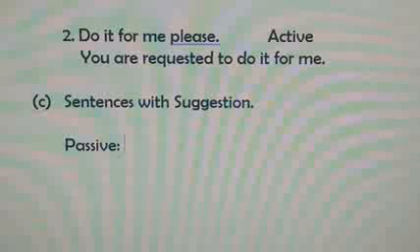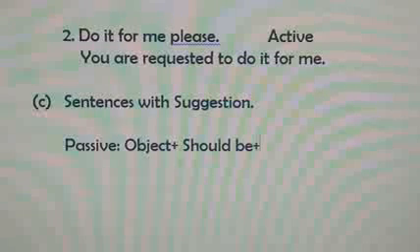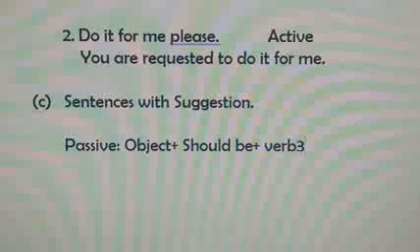Its passive structure will be, dear children, the object, a selected object, then after that we need to add "should be". What we need to add? We need to add "should be". Okay, it means we need to add a modal auxiliary verb with be. Then after, we need to add the third form of verb. My dear children, we need to add the third form of verb. Okay, let's see the examples.